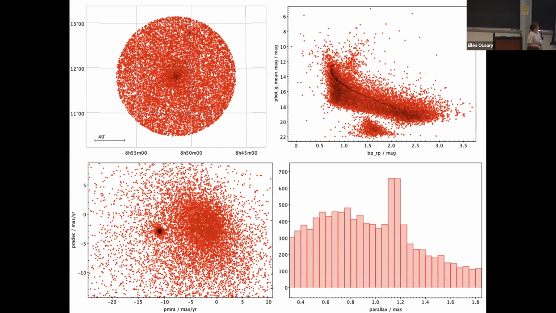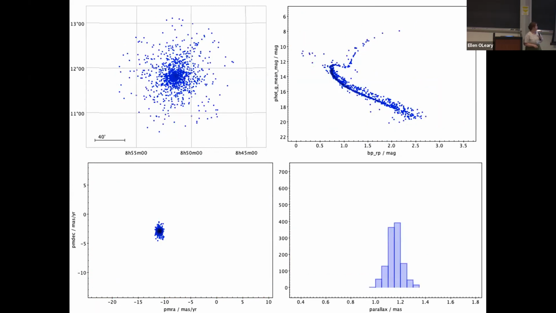So just by selecting stars in the proper motion plane, we can have a relatively clean sample of the likely members, where we have a very cleanly defined isochrone together with a binary sequence and some blue stragglers as well.